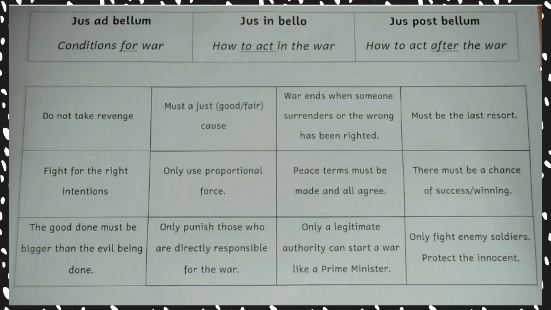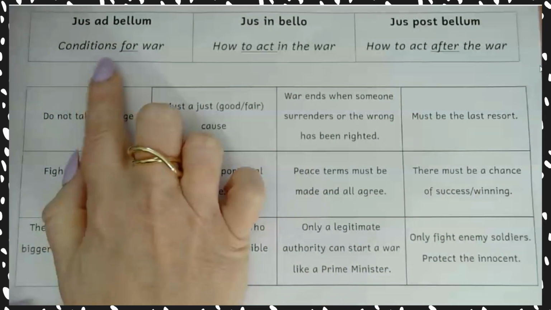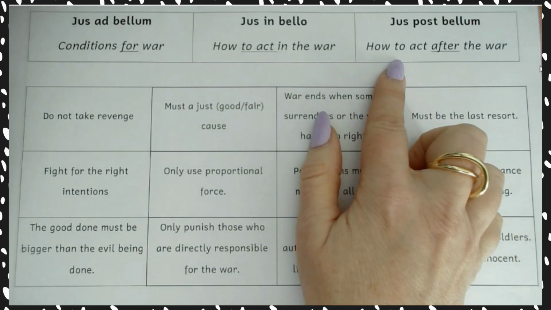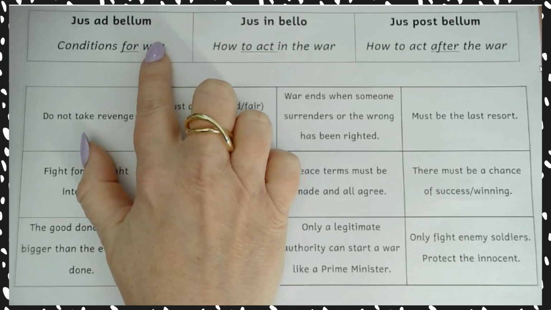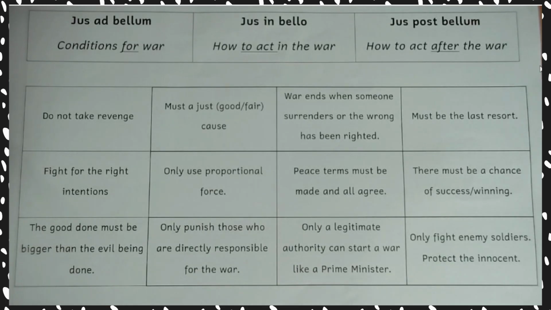So this theory was designed with these conditions up on the screen. And these conditions must be met for that war to be justified or acceptable. Now, as you can see across the top here, we have the categories that the conditions can be split into. So we've got conditions for going to war, how to act when you're in the war, and then how you should act after the war. These just add a bit of depth to your answers because it gives you an idea of how it covers all actions. So it's not just about going to war, it includes being in that war and acting after that war.